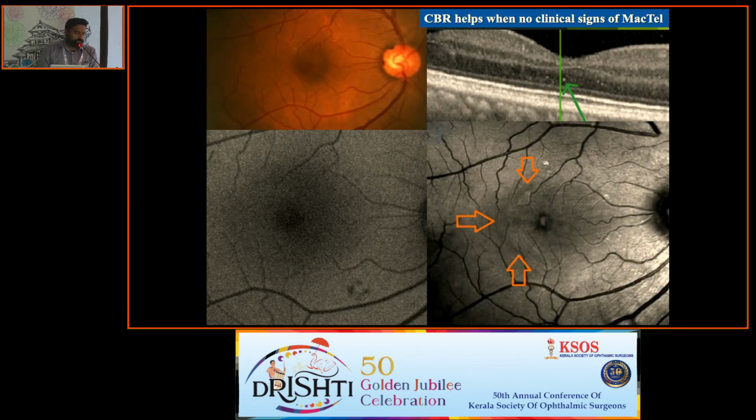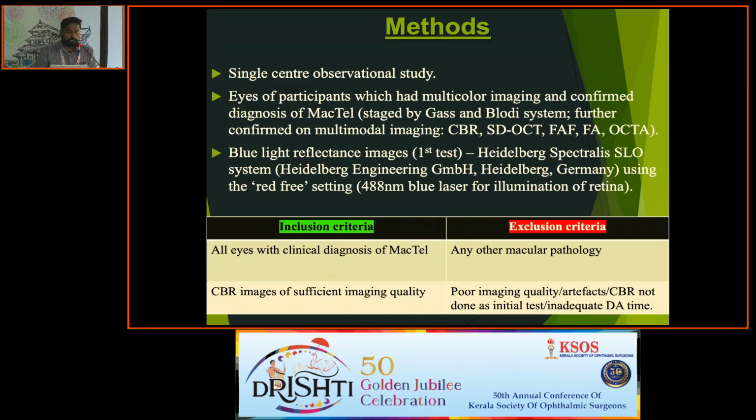Here's an example which shows CBR picking up early changes of MACTEL in the form of parafoveal hyperreflectance in the temporal macula, even before clinical photo and fundus autofluorescence picked up the changes. On spectral domain OCT, we can see faint hyperreflective dots just overlying the external limiting membrane, whereas no other structural abnormalities are appreciated.